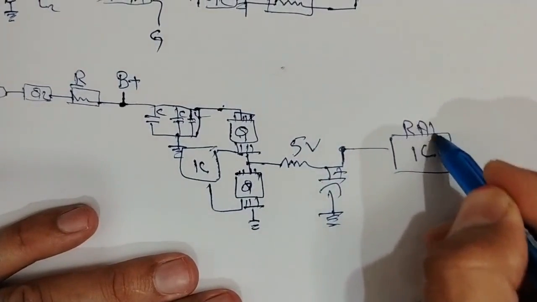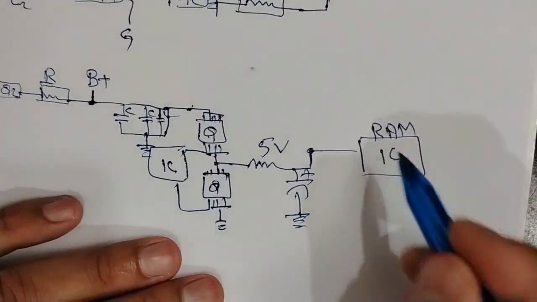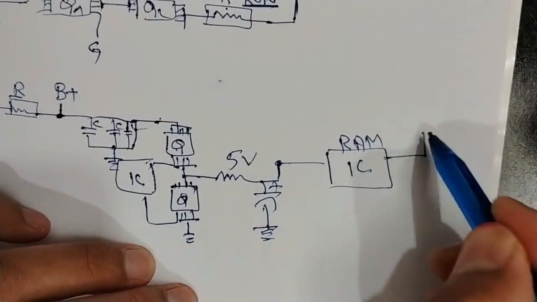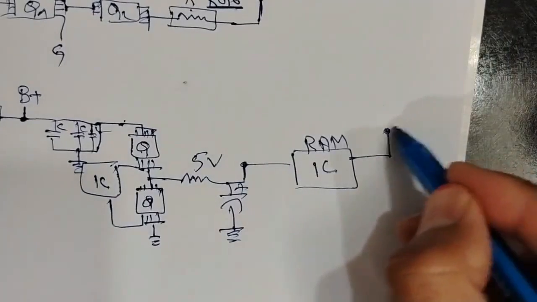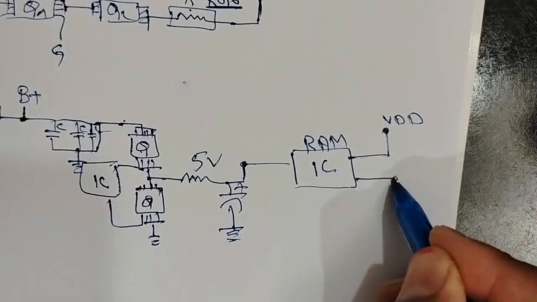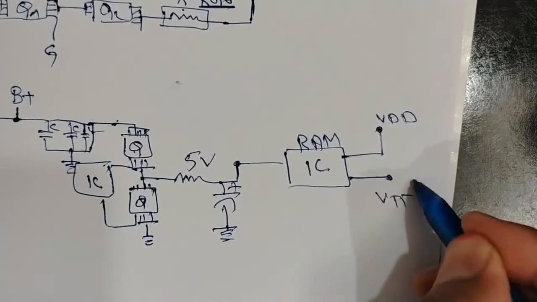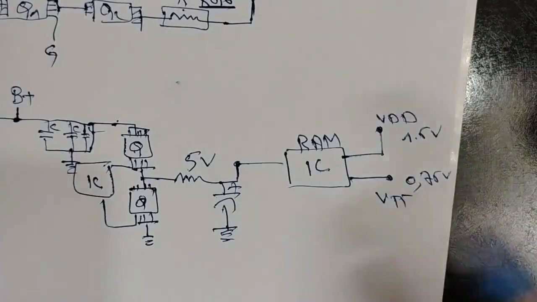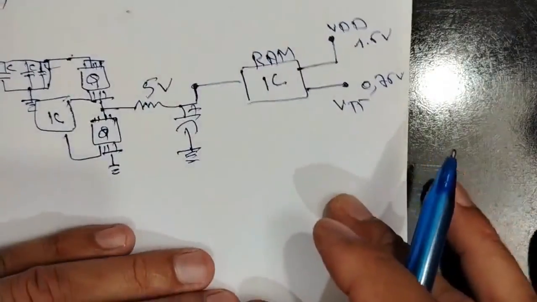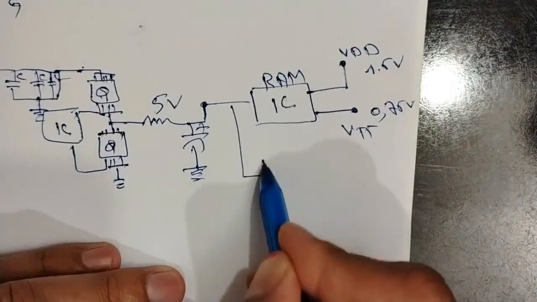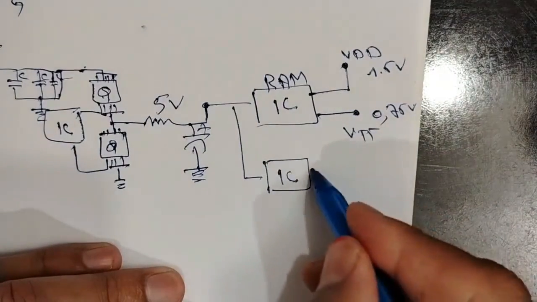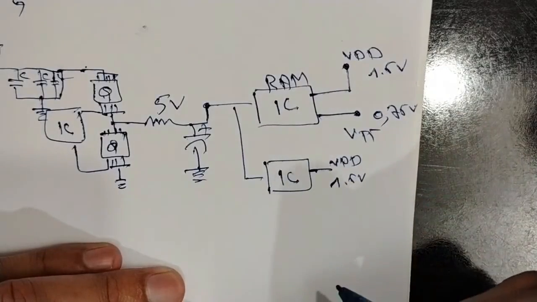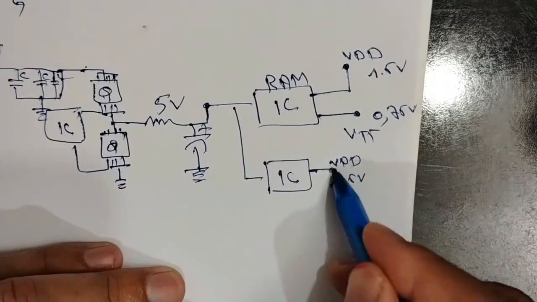Normally this is the RAM IC. Sometimes some ICs generate 2 voltages: the main voltage VDD and the secondary voltage VTT. In our case, 1.5 volts and 0.75 volt. But in some cases, in some RAMs, you will find 2 ICs. The first IC generates VDD, in our case 1.5 volts.